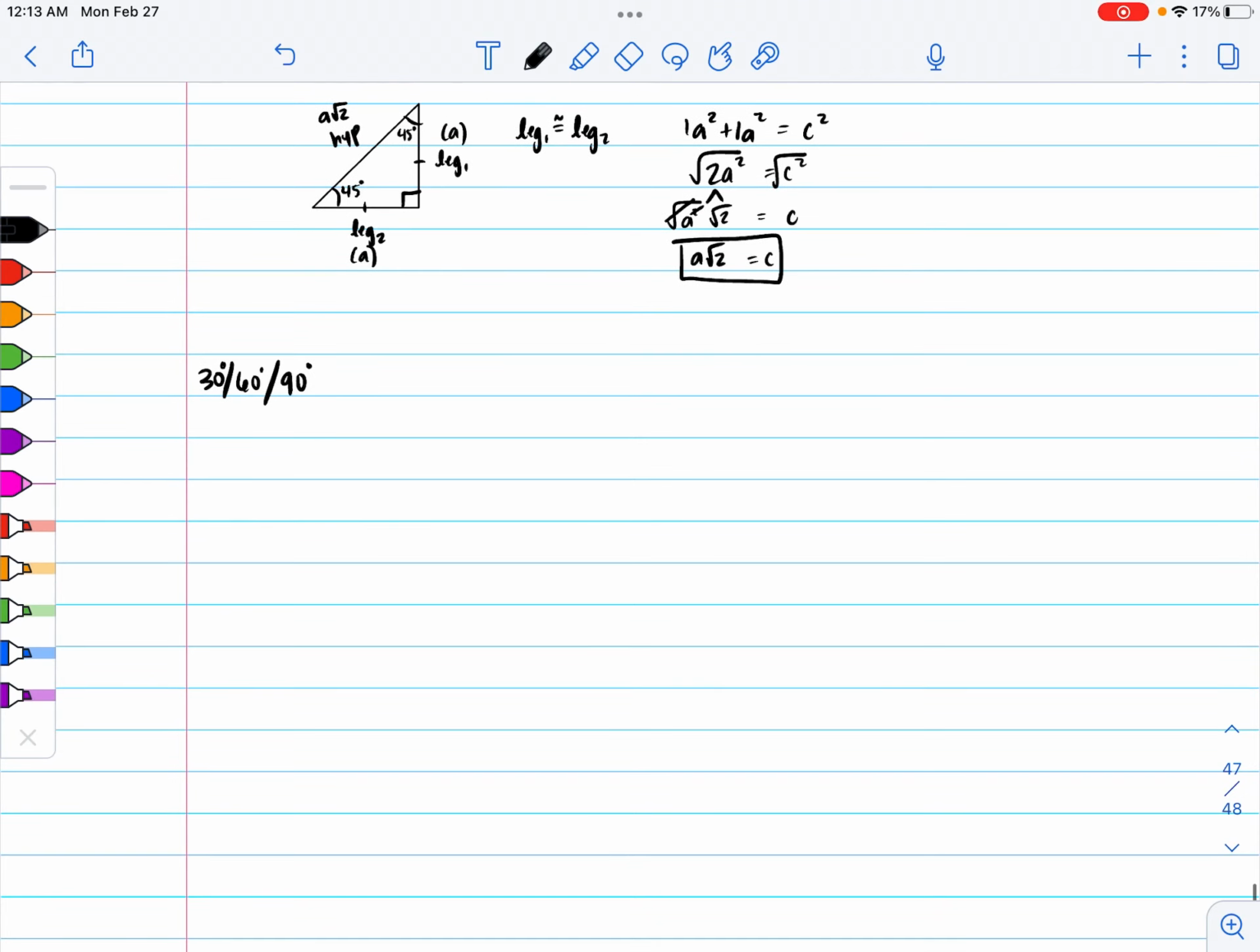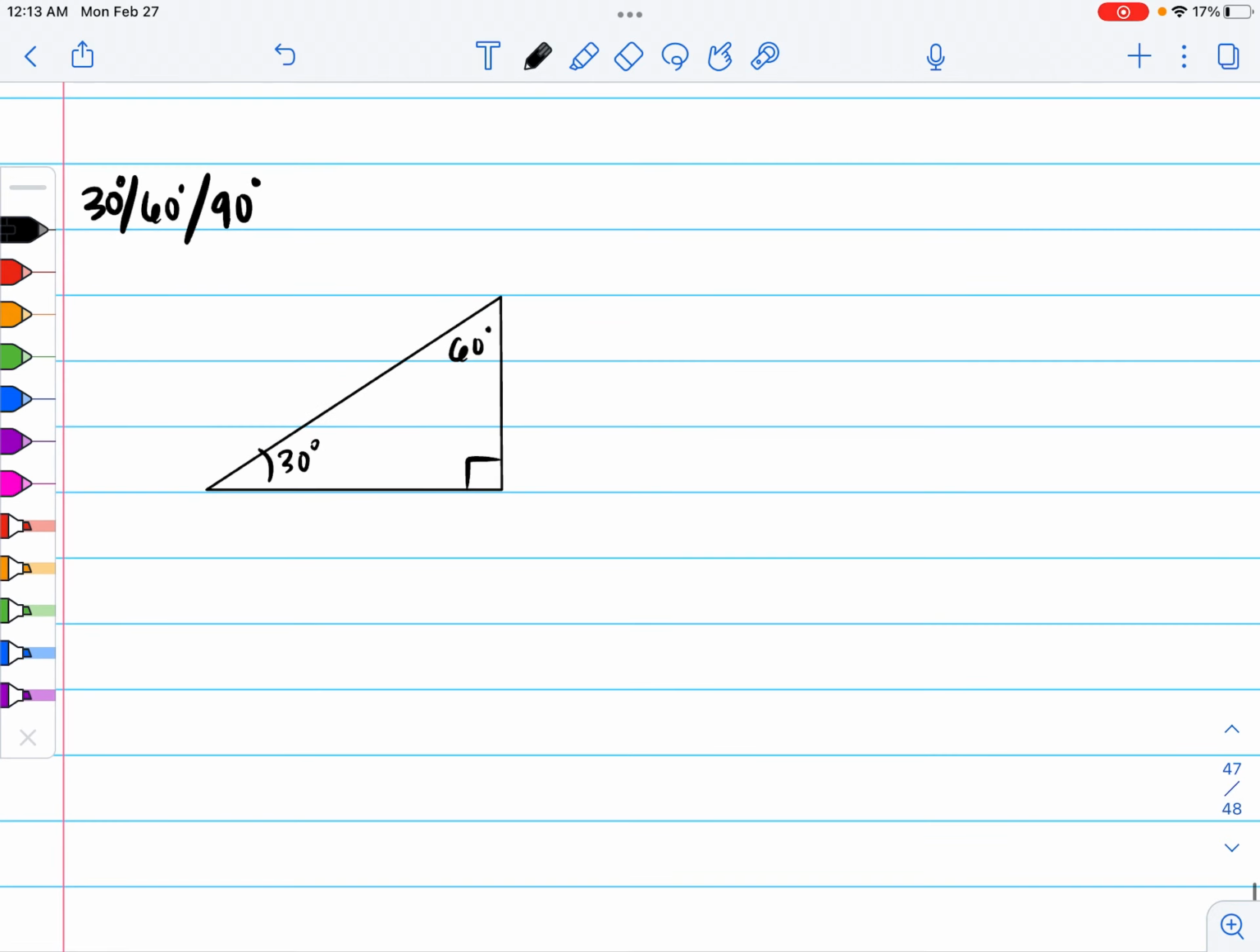So this is a right triangle, and let's go ahead and draw this. It's not going to be exactly like the 45, 45, 90. We're going to have a 30, and then the 60, and then obviously the 90. So there is a shortcut to this for the lengths as well.